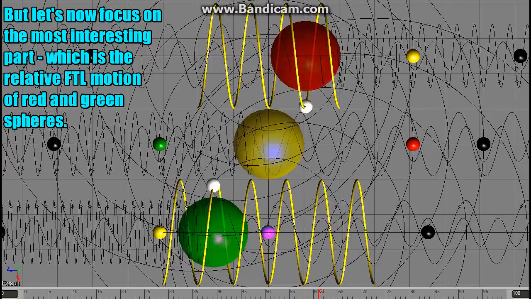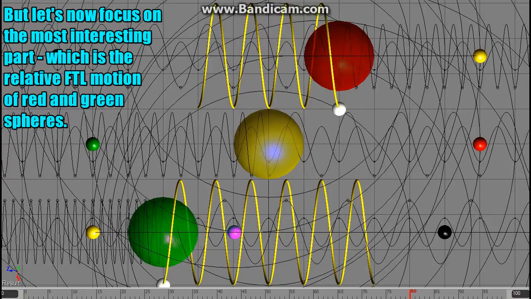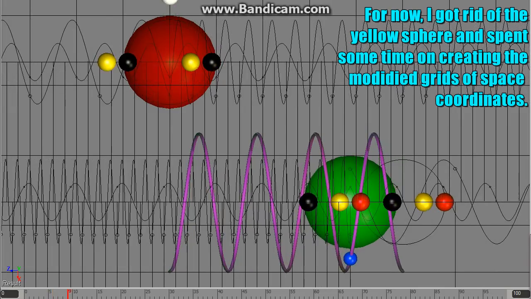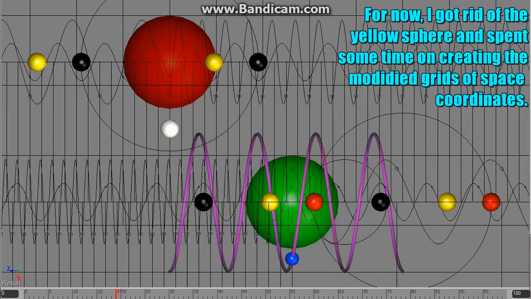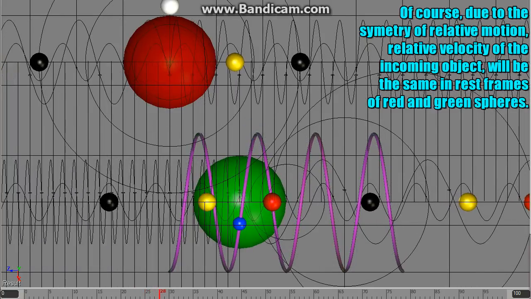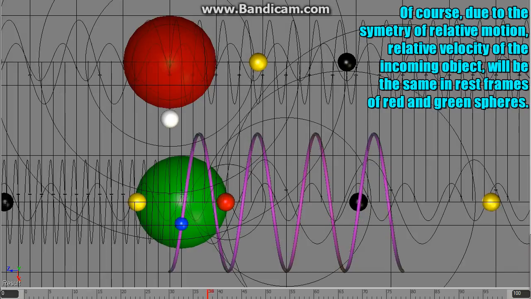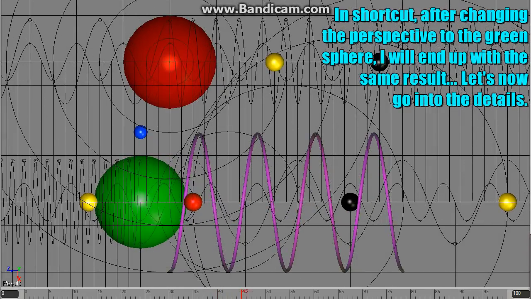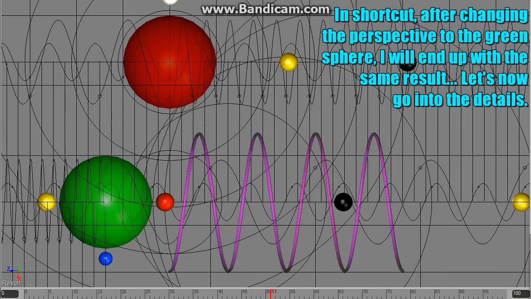This is how the animation looks after the modification of the scenario. But let's now focus on the most interesting part, which is the relative FTL motion of red and green spheres. For now, I got rid of the yellow sphere and spent some time on creating the modified grids of space coordinates. Of course, due to the symmetry of relative motion, the relative velocity of the incoming object will be the same in rest frames of red and green spheres. In short, after changing the perspective to the green sphere, I will end up with the same result. Let's now go into the details.